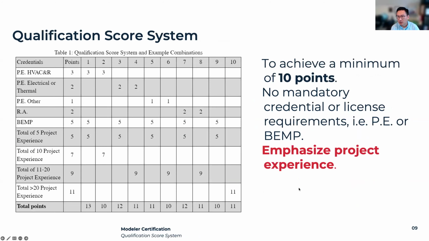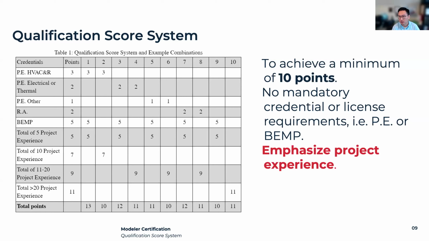The core piece of this qualification framework is a score system. We recognize that there are a lot of very, very experienced modelers out there. They might not have a credential, they might not have a license, but they're very experienced. They can build very great energy models. So this score system basically emphasizes project experience. There is no mandatory credential or license requirement like PE or BEMP. But we do recognize that having a PE or BEMP is great, so we do give you points for those.